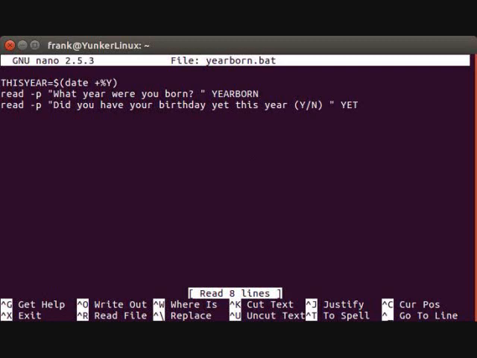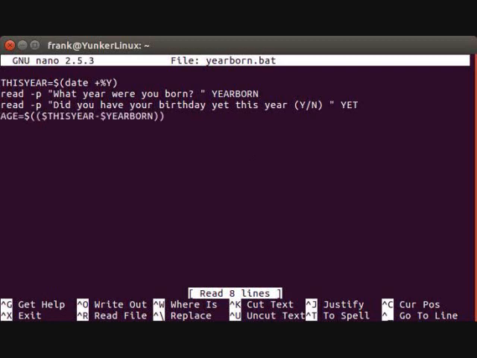At that point we can calculate the age variable, and arithmetic goes between double parentheses. So I have age equals $ double parentheses thisyear minus yearborn. Notice that this year and year born, when you're using the variables, they have a $ in front of them, not when you're creating them.